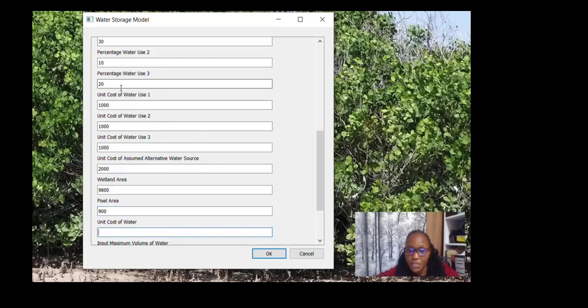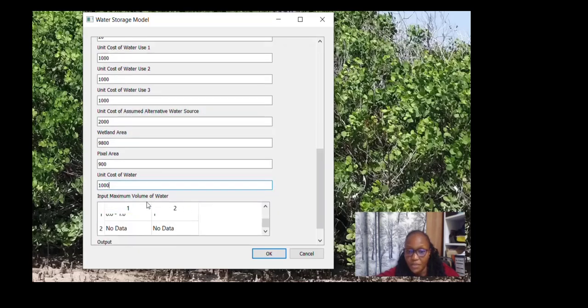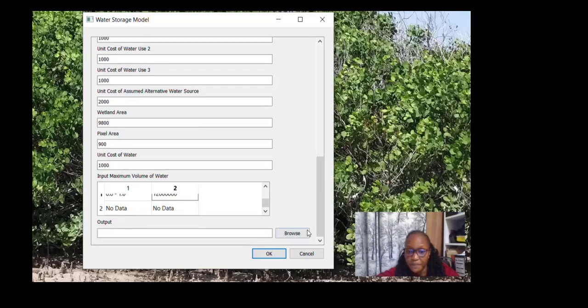The unit cost of water is the same as what was factored in for these uses, because we are trying to gauge whether there's a change in value based on the volume of water that is currently being stored in the wetland compared to the maximum volume of water that was there. Let's assume the maximum volume of water, or the maximum capacity for this particular wetland, is 12 million cubic meters.